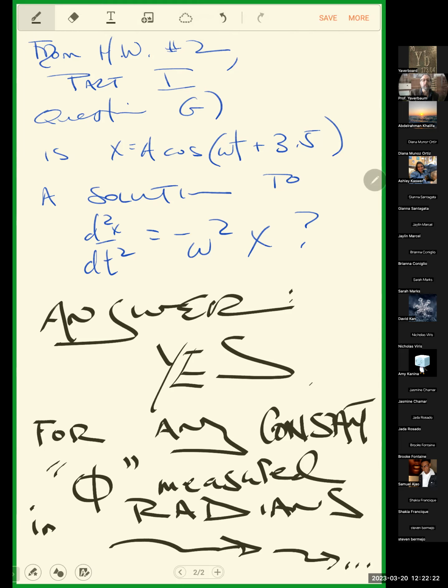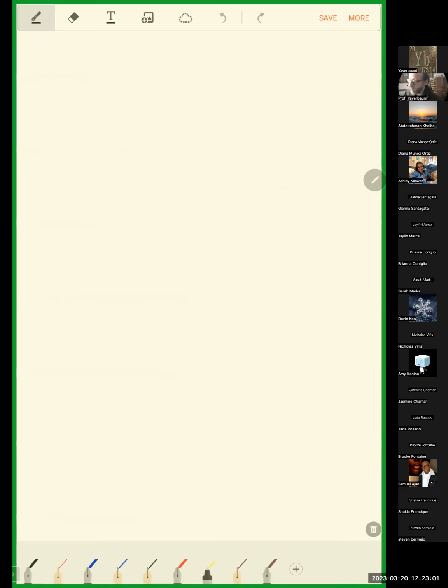In other words, the derivatives act just the same way they would if that 3.5 had been a zero. So we noticed you can throw a number into that parenthesis. You can throw an added or subtracted constant into that parenthesis, and it doesn't change the nature of the derivatives. So you still indeed have a solution to that differential equation. So for any constant theta measured in radians, we decided last time... or are we using A? I guess we're using A here.